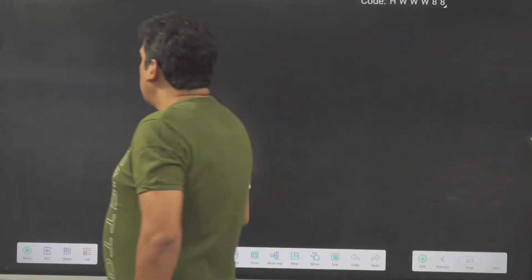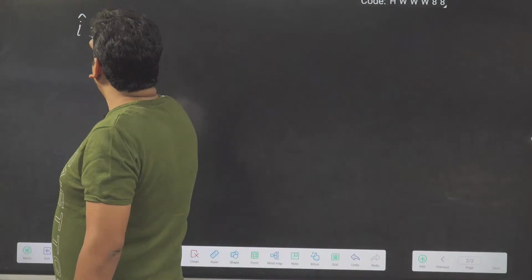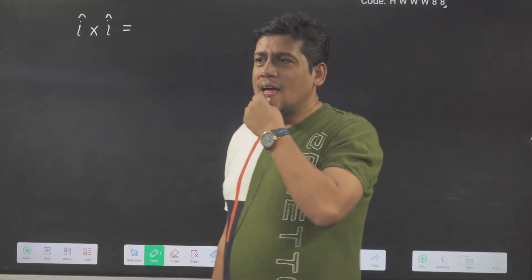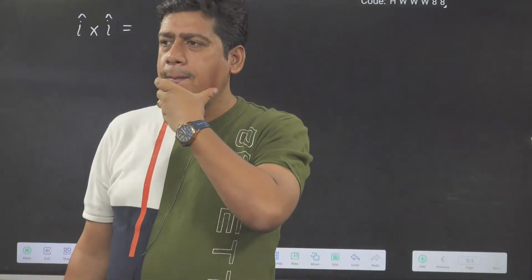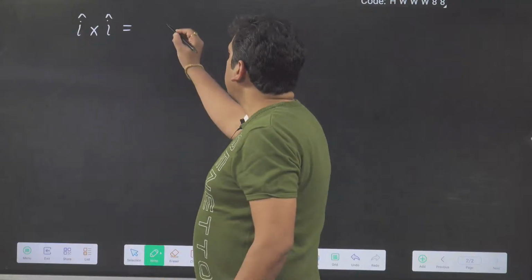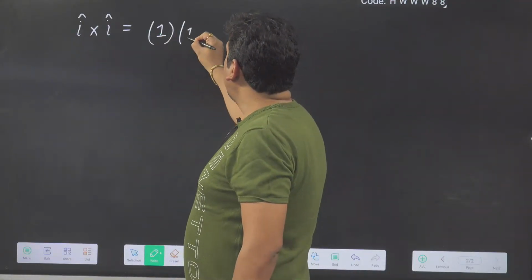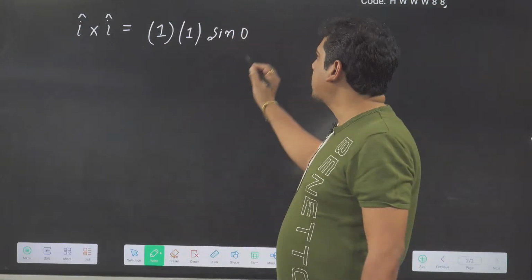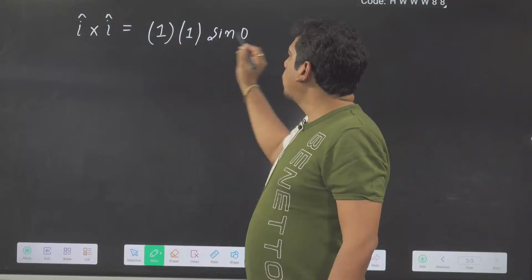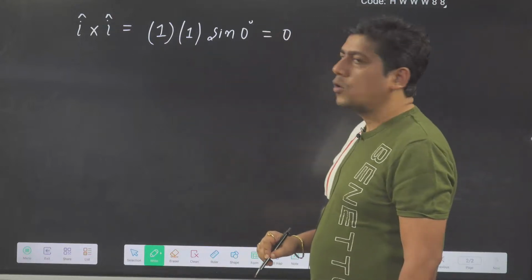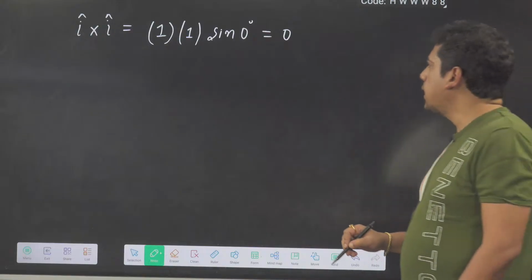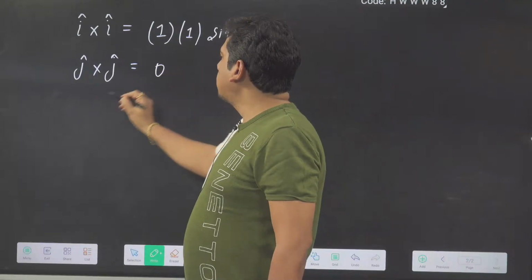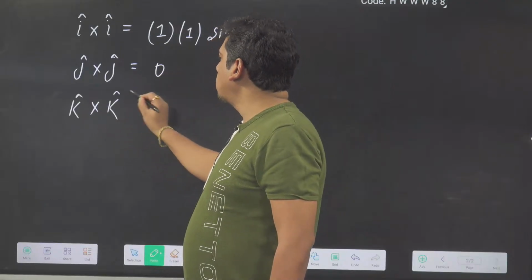Chalo. Tell me, what will be the value of I cross I? Can you tell me? What is the value of I cross I? So I cross I, A, B, since they are parallel, so it will be 0. Sine 0 is 0. So that means I cross I will be 0. Similarly, J cross J will be also 0 and K cross K will be also 0.